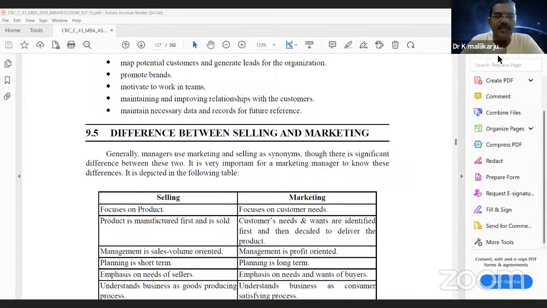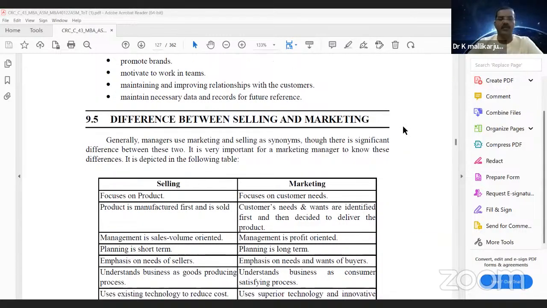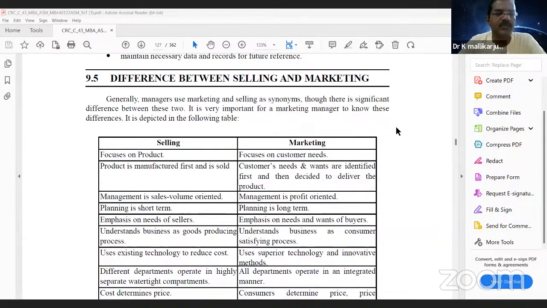Product selling means the product is manufactured first and then sold. So the first priority is given to manufacturing the products, and afterward they think about how to sell them. But whereas in marketing, the company first has to study the customer needs and wants, then decide to manufacture and deliver the products. Previously, in traditional days, companies first produced a product, then thought about how to sell it. But now, in the 21st century, everything is related to marketing concepts.